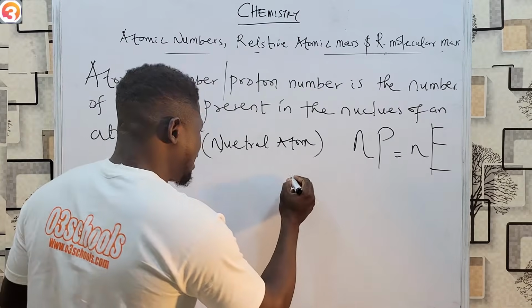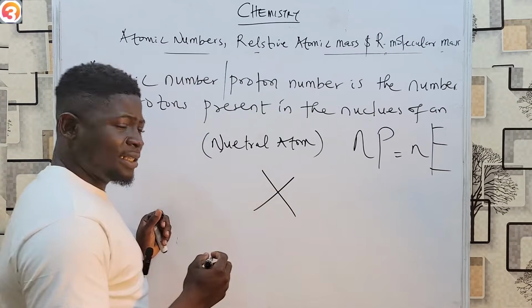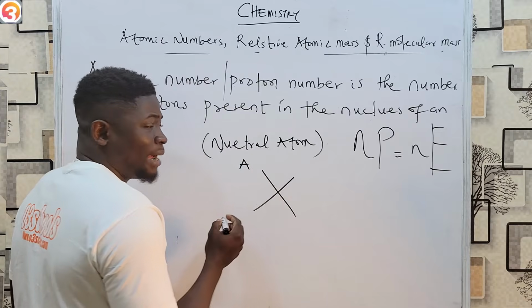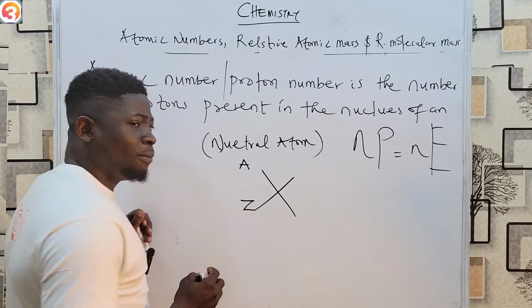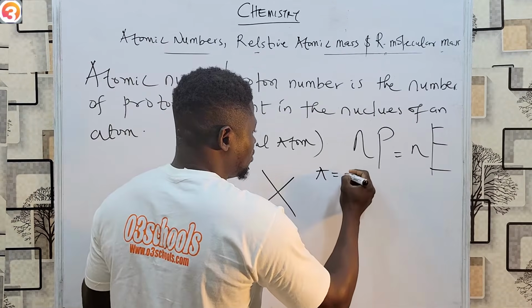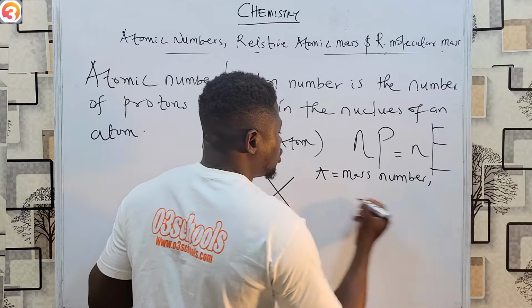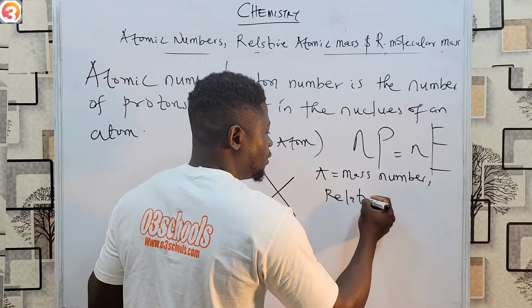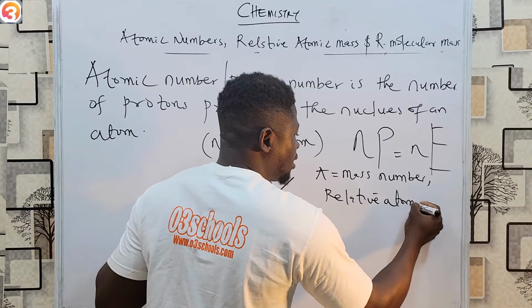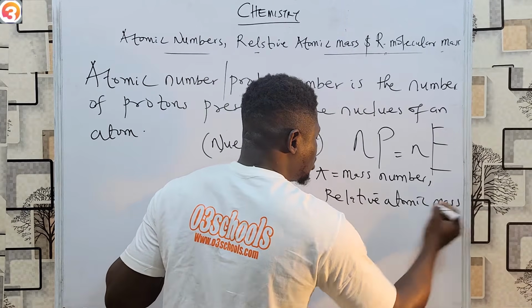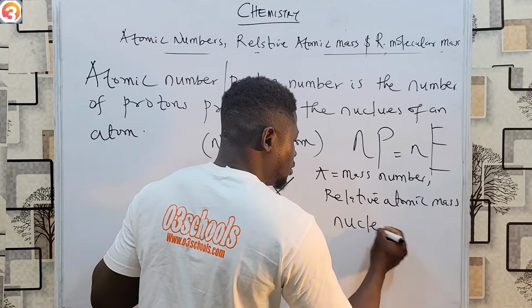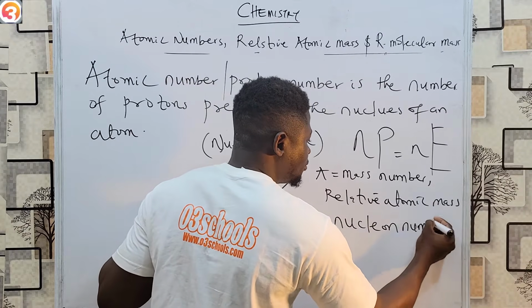And of course, if you see an element in the periodic table like this, let's say X, having mass number of A and having atomic number of Z. Here, the A, like I said, is the mass number. It's also called the relative atomic mass. It's also called the nucleon number.